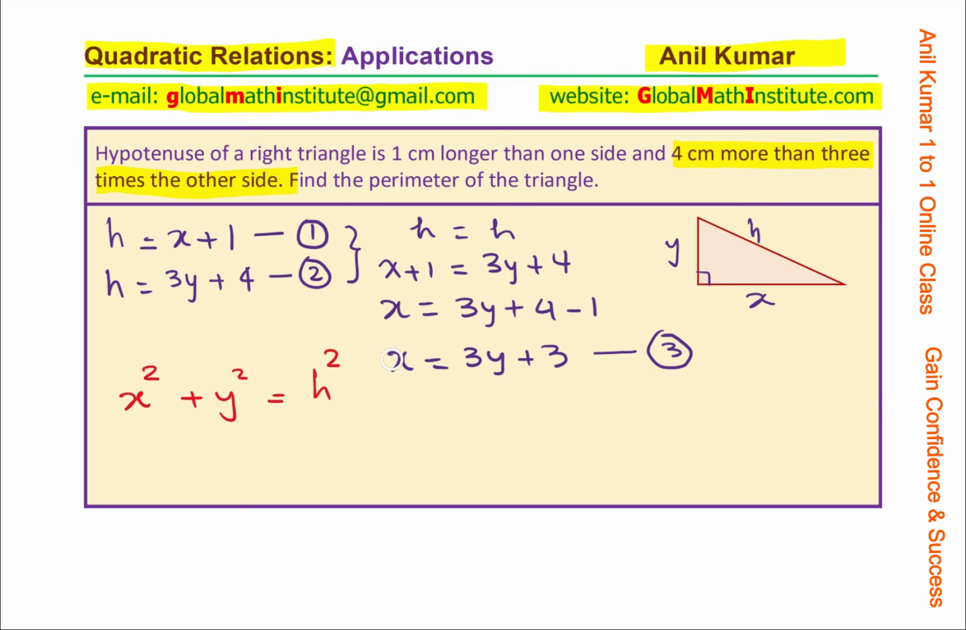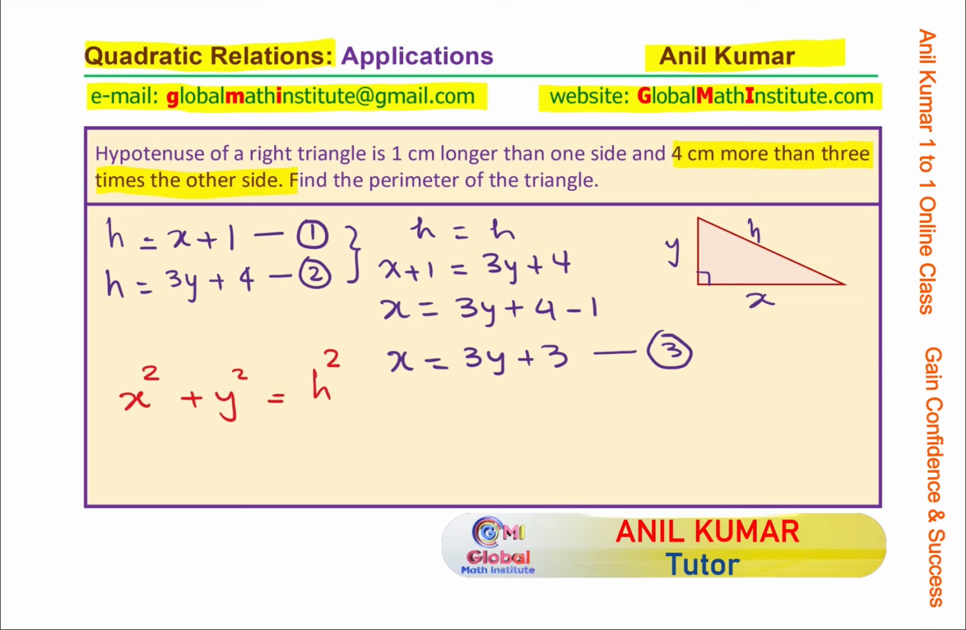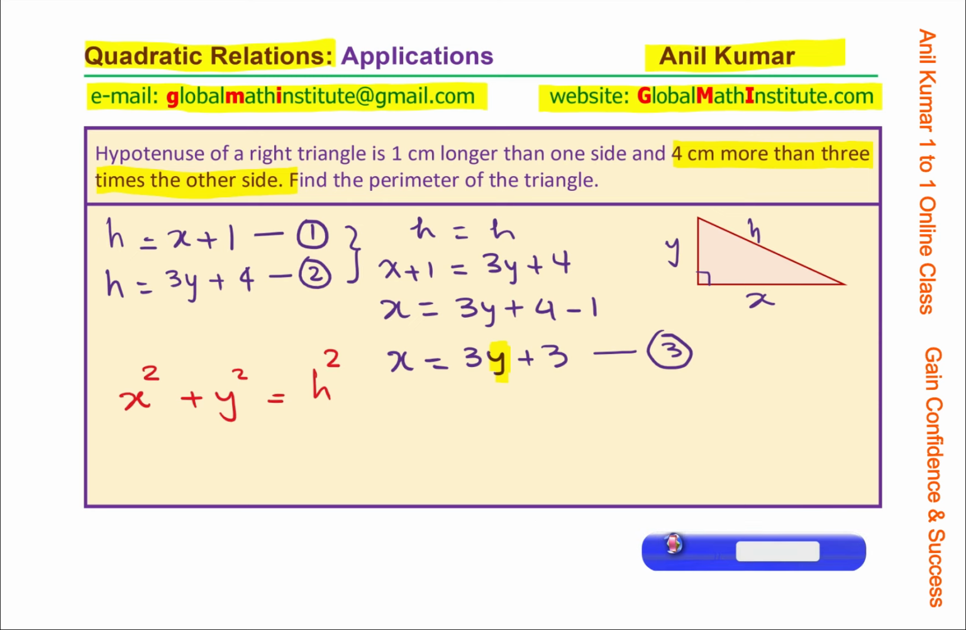So we can use all 3 equations to make one. x squared, y squared, and h squared, everything can be written in terms of y, as you can see from here. So we can substitute x as 3y plus 3, y as just y, and h as 3y plus 4. You get the idea. Now let's do that substitution to get our equation.